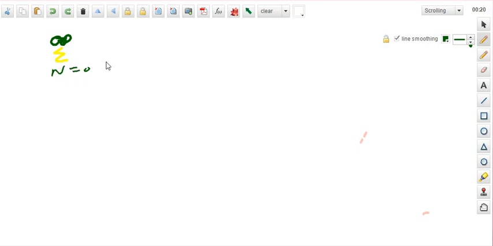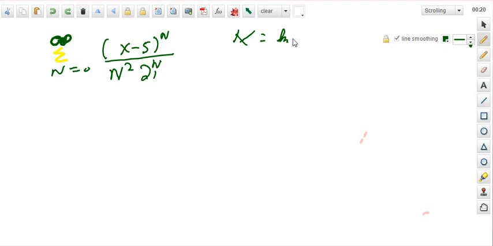From n goes to 0, and this is (x minus 5) to the n over n squared times 2 to the n. He says that k is equal to the limit of a to the n plus 1 over a to the n.